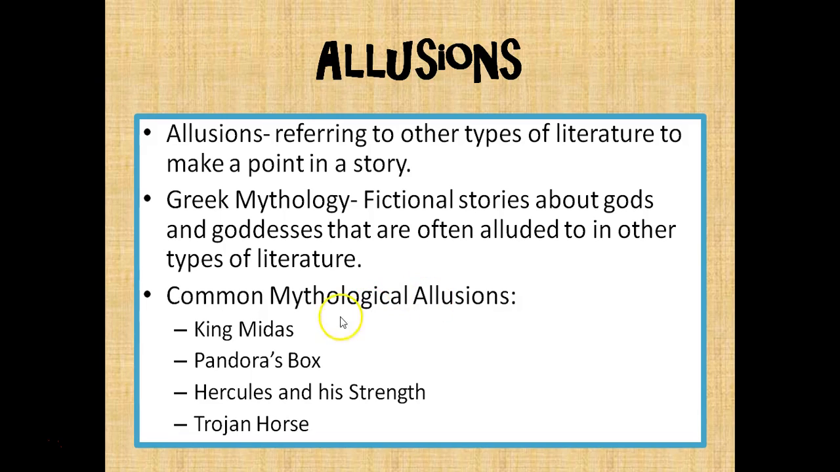Common mythical allusions would include King Midas that we learned about. If somebody has the Midas touch, then they're really good at something or lucky at it. Pandora's box. She opened a big box of trouble. And so if you refer or make an allusion to a Pandora's box, you're talking about starting trouble. Hercules and his strength. So if you're talking about a Herculean task or Herculean effort, you're talking about a task or an effort that took a lot of strength, either with your brain or with your body. And another one would be the Trojan horse, which would be a trick. How those Trojan soldiers tricked the Greek soldiers.